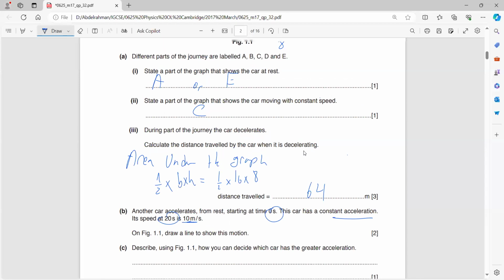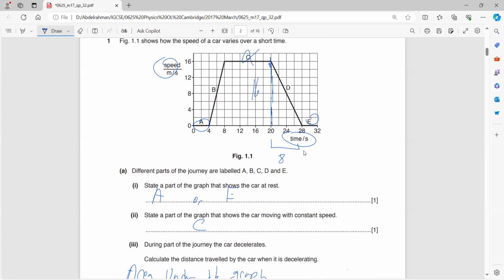Why is it 16 and 8? Again, the previous question: half times base times height. The height of this triangle, he said while decelerating, so I'm talking about this triangle alone. The height is 16 and the base is from 20 to 28. 28 minus 20 is 8, and the height is 16 from 0 all the way to 16 above.